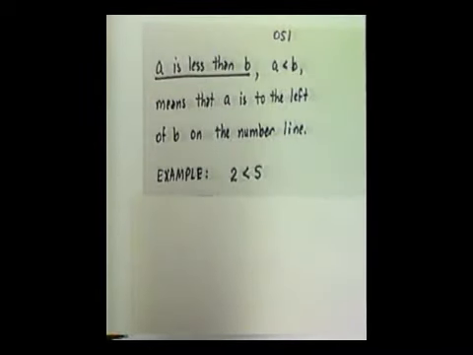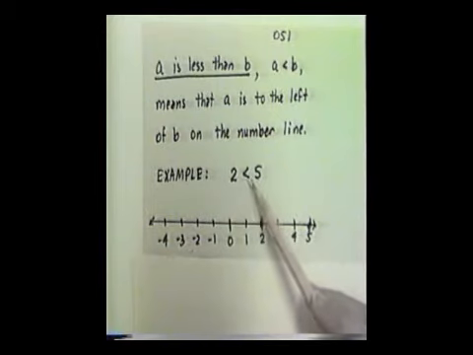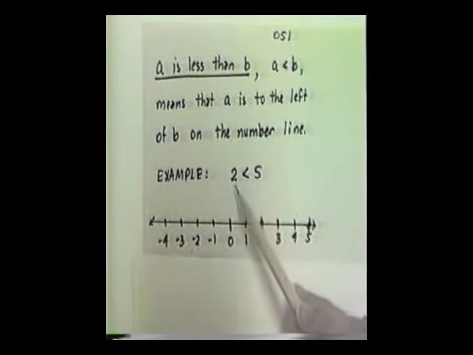For example, we know that 2 is less than 5. And if we look at a number line and locate 2 and 5, we notice that 2, sure enough, is to the left of 5 on the number line. Notice that the arrow symbol for less than points toward the lesser number.